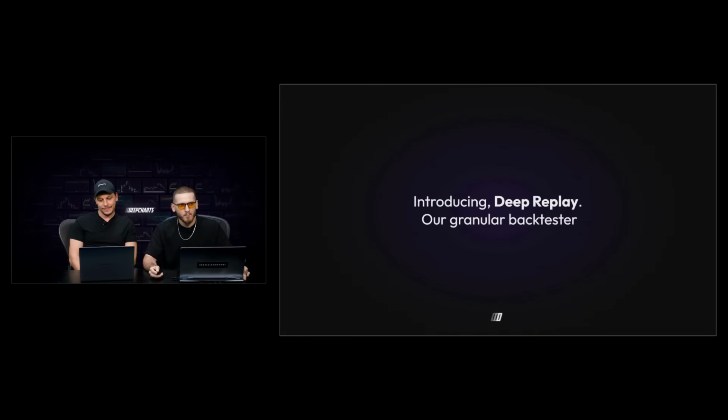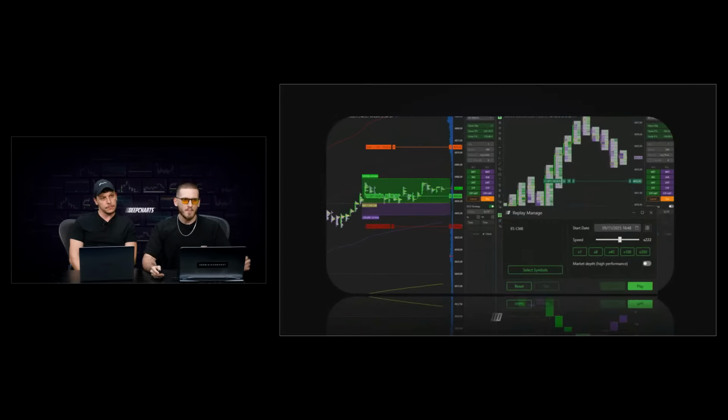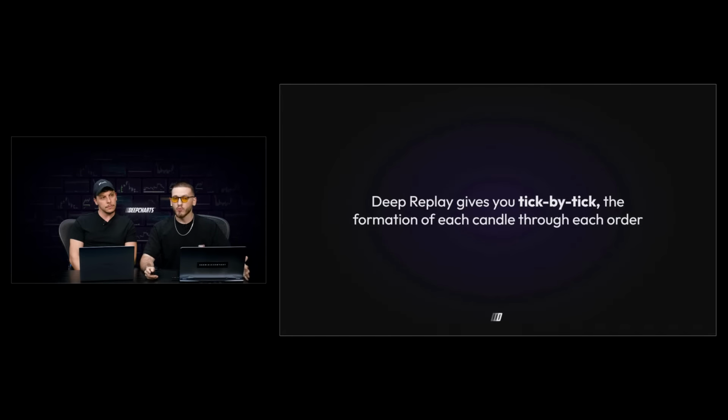Well, for all of you, introducing Deep Replay, our granular backtester. A backtester that does not simply give you the candle, but the development of every single candle. Deep Replay gives you, tick by tick, the formation of each candle through each order. So not just every tick of the candle, but each order that created each tick of the candle.